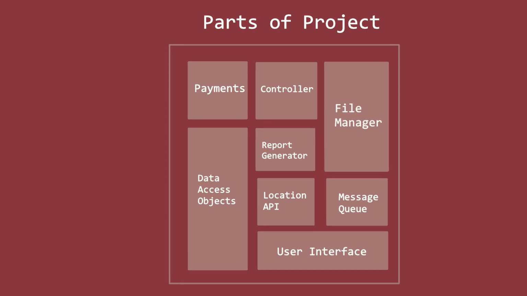A software project is made up of different parts or modules which have different and independent roles in the project, like the payments, the file manager, user interface, data access layer, and other modules which connect to third-party services. A module is made up of different blocks of code which are called methods. A method does a specific job in the module.